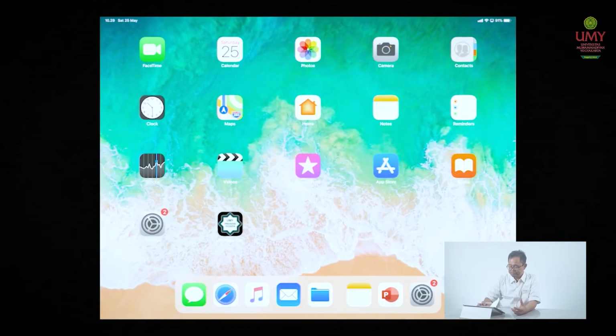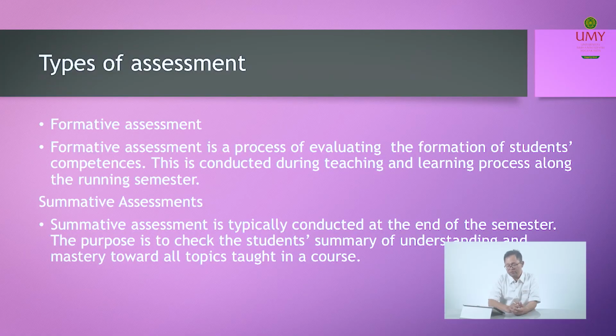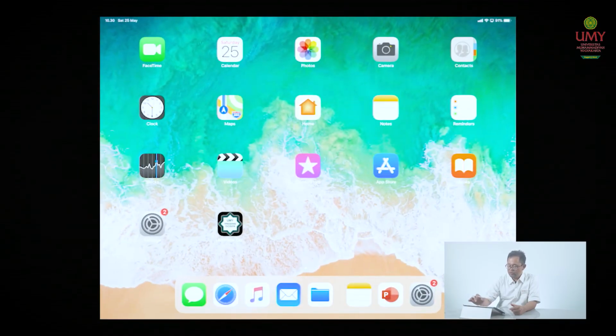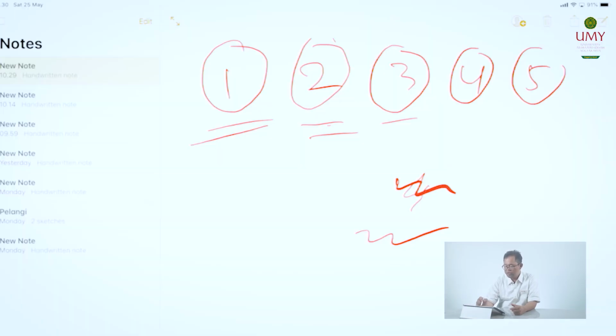Then the next type of assessment is summative assessment. Summative assessment is typically conducted at the end of the semester. The purpose is to check the student's summary of understanding toward all the topics taught in the course. Again, if we have a look at this process, topic 1, topic 3, topic 4, and topic 5, and then at the end, you are conducting an assessment here.